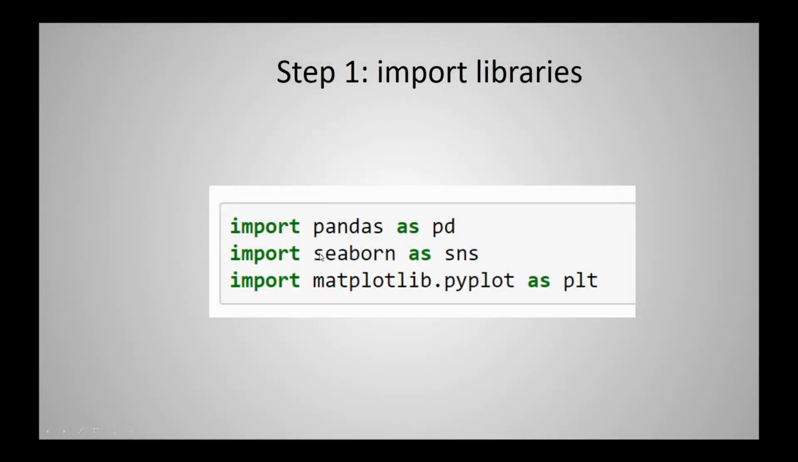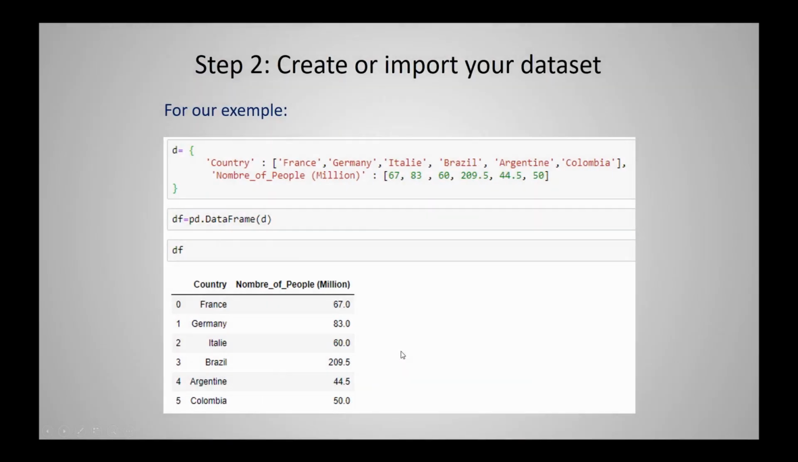To start, we have to import pandas, Seaborn and matplotlib libraries, and we can do that by using the import method. After that, for our example, we will be using a simple dataset in which we will have two columns, country and number of people for each country. We can create this data frame by creating a dictionary at first with country and number of people as variables. And after that, we can pass this dictionary into the pd.DataFrame function to create this data frame. We will call it df.